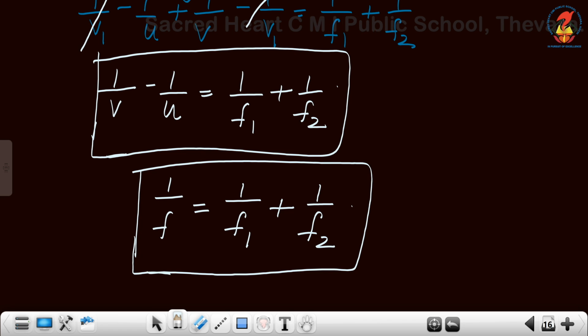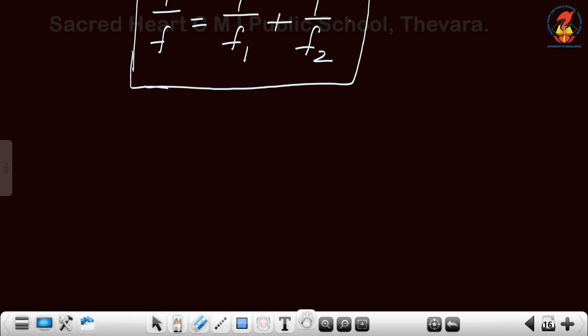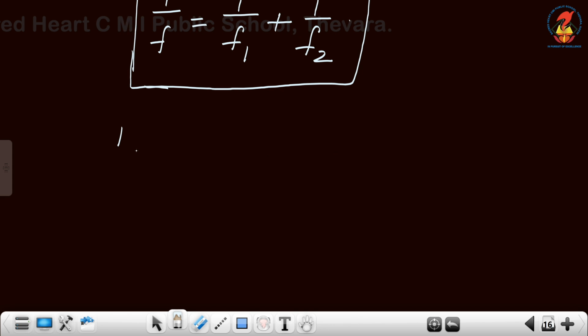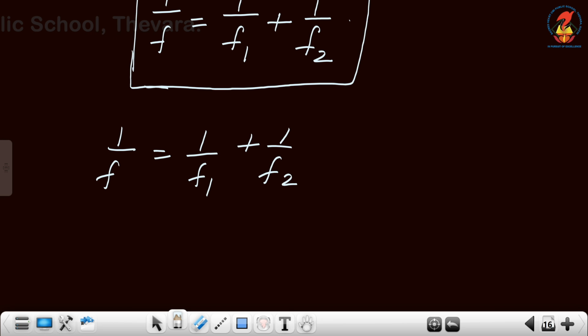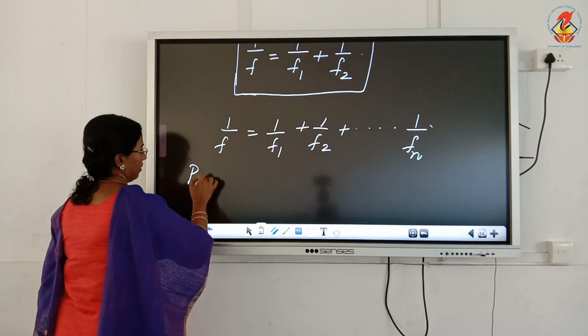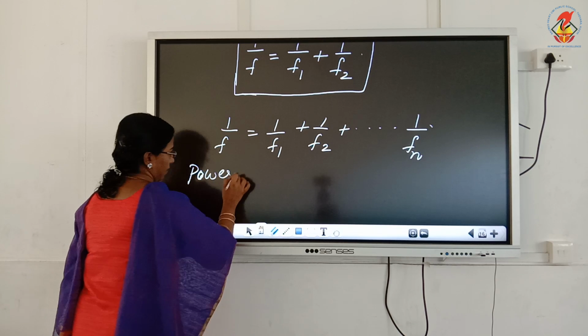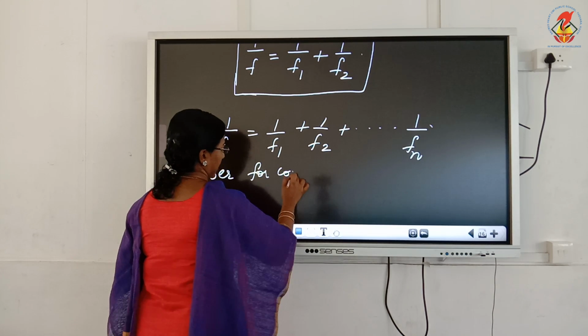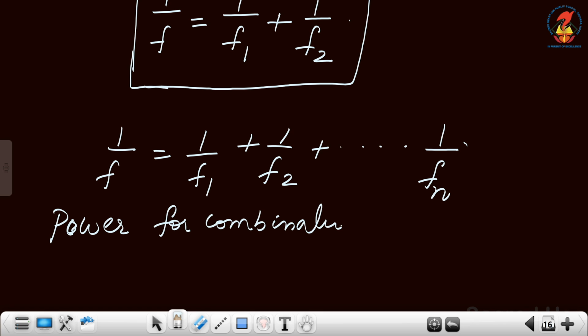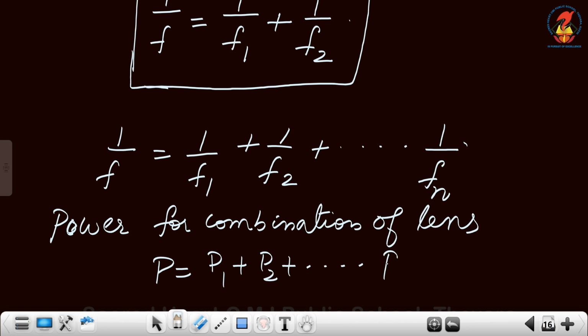So if instead of two lenses we are using n number of lenses, then the above equation can be written as 1 by F is equal to 1 by F1 plus 1 by F2 plus etc. up to 1 by Fn. Similarly, power for a combination of lenses will be P is equal to P1 plus P2 plus etc. up to Pn.